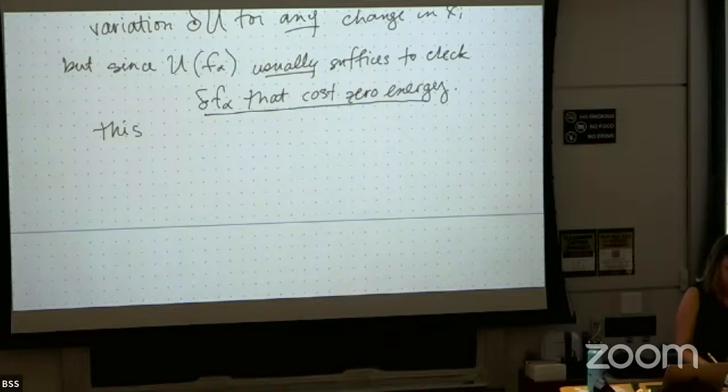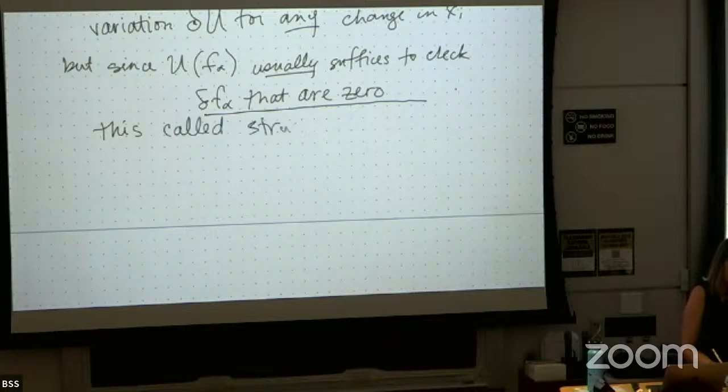Actually, I wrote that wrong. It's not cost zero energy. I'm not talking about energy anymore. It's the dF alpha that are zero, sorry. And this is called structural rigidity. So if you want to go and do some reading on it, that's what it's called.